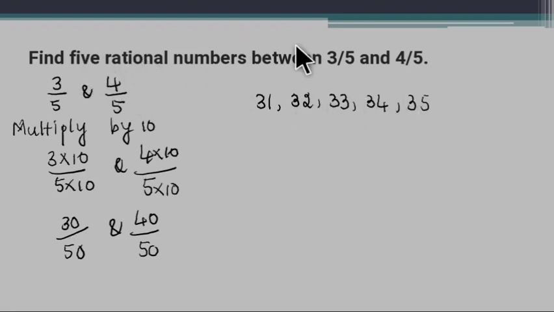So 5 numbers are enough. Then we have to divide these numbers by the denominator which we have here. Which denominator do we have here? 50. So divide all these numbers by 50. So these are the 5 rational numbers that exist between 3 by 5 and 4 by 5.